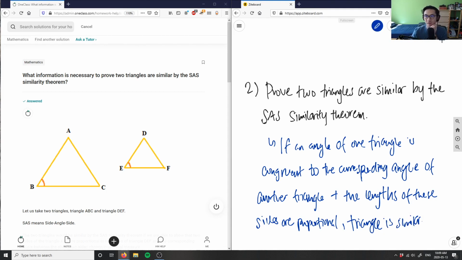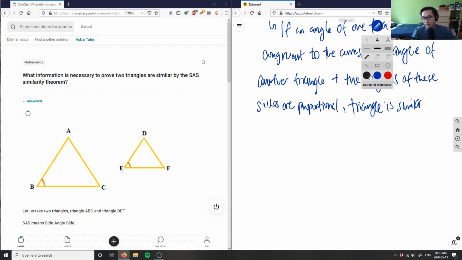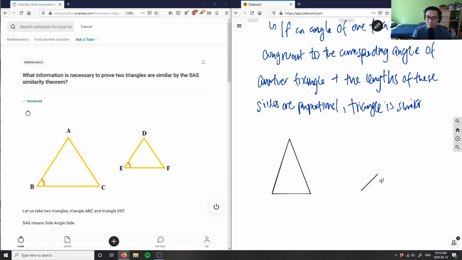So what does that mean? When we look at these two triangles here, they already drew this out, which is great, but I'm going to draw it out again. I'm going to draw a triangle here and maybe a smaller triangle here. If I have this triangle ABC and DEF, it's asking about the angle at B.